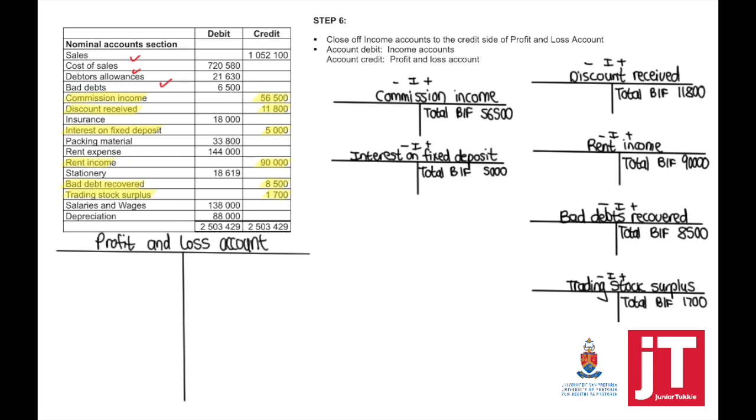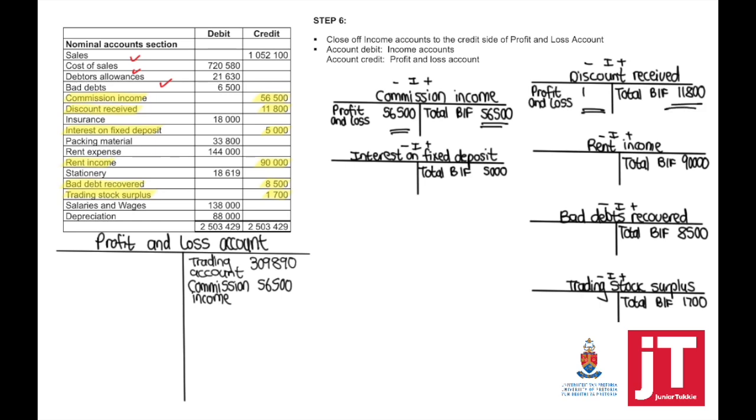What have we already completed in the profit and loss account? We have calculated the gross profit, where? In the trading account. So to close off all our income, it means that your income will be debited. Commission income is debited, account credited, profit and loss account. Discount received is going to be debited, account credited, the profit and loss account.